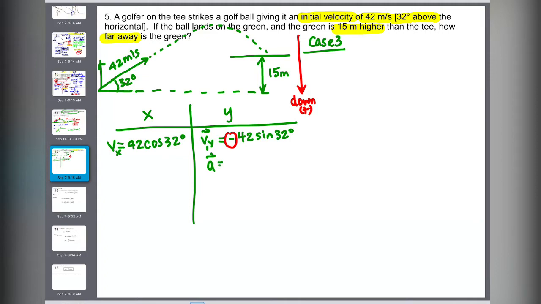Okay, keep going. Along y, it's always experiencing the acceleration due to gravity, pulling it downwards. And I know the displacement along the y, I am now 15 meters higher. So it's negative 15 meters, negative 15 meters down.